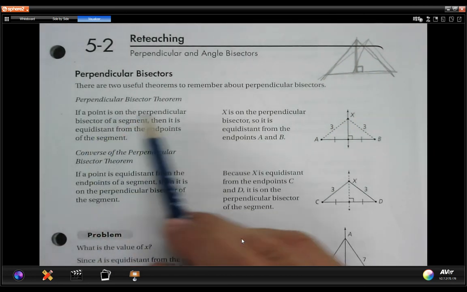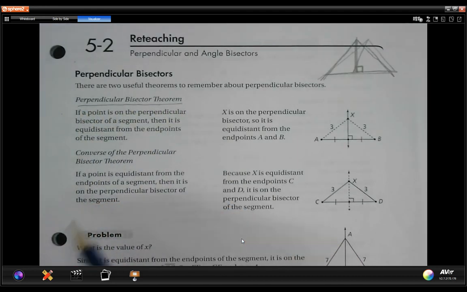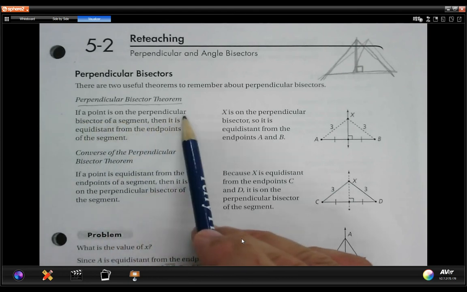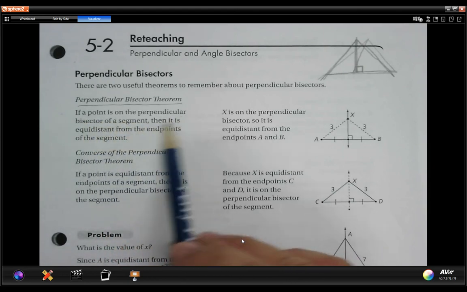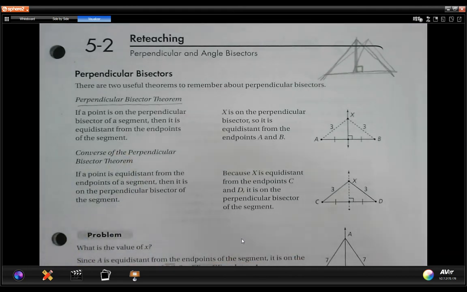So it talks about two theorems here. It says there's a perpendicular bisector theorem. It says if a point is on the perpendicular bisector of a segment, then it is equidistant from the endpoints of that segment. So here's basically what that means.